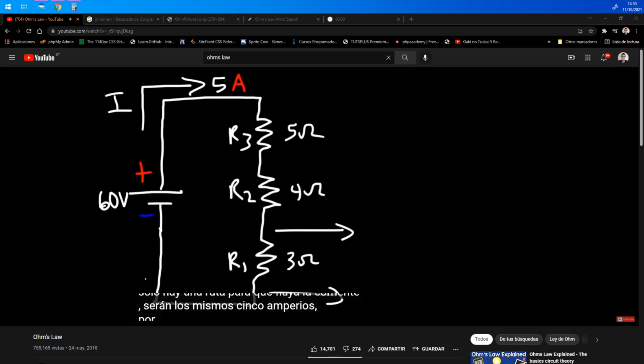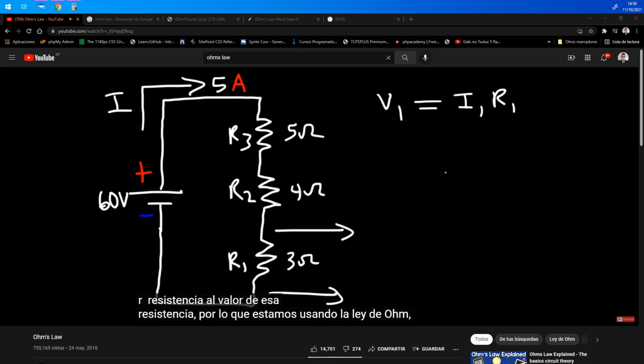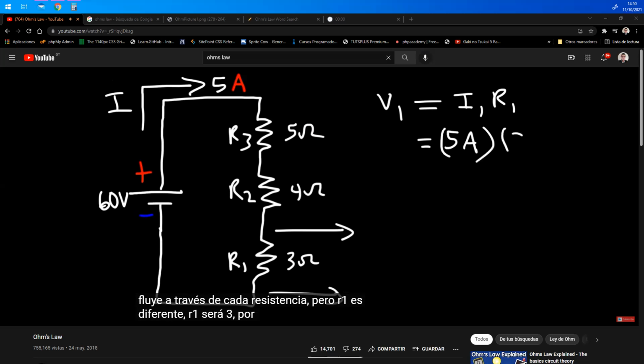5 amps. So to find the voltage across the first resistor, we can use the current that flows through the first resistor times the resistance value of that resistor. So we're using Ohm's law, but in a different way. I1 is going to be the same as I, because that 5 amp current is flowing through each resistor. But R1 is different. R1 is going to be 3. So it's 5 times 3. So we have 15 volts across R1.